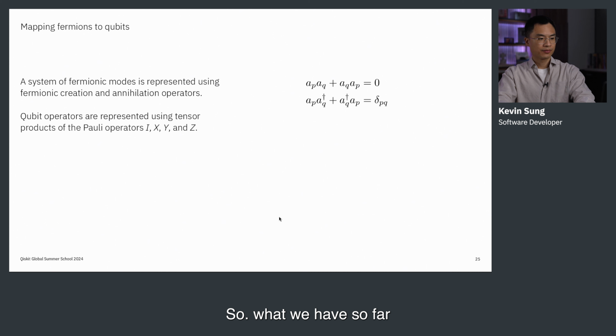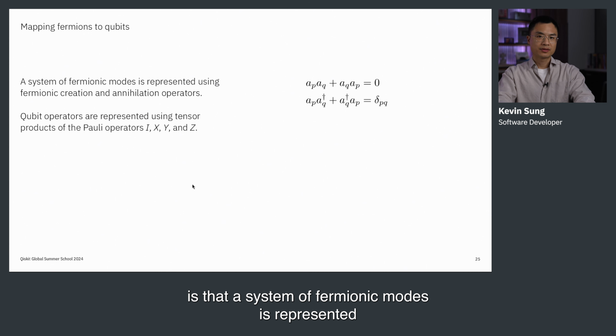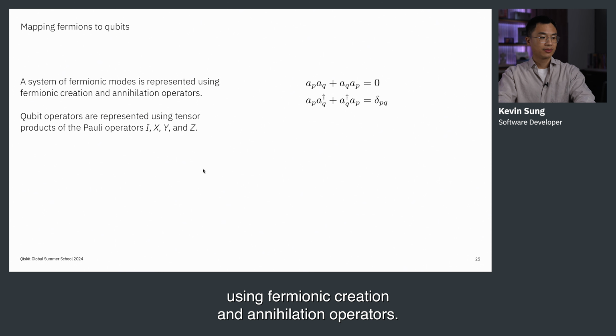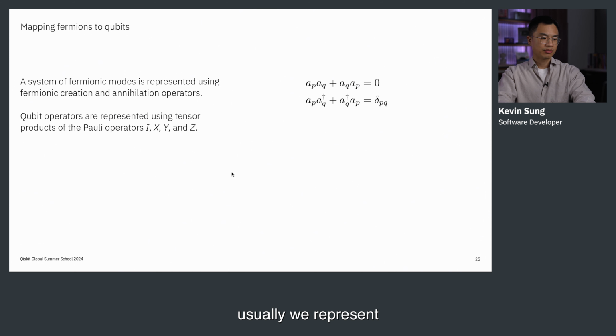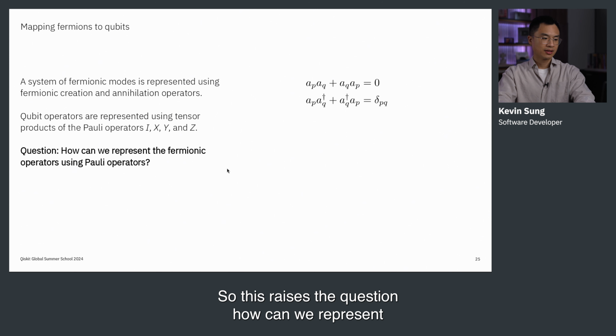So what we have so far is that a system of fermionic modes is represented using fermionic creation and annihilation operators. On the other hand, when we are dealing with qubits, usually we represent our operators using tensor products of the Pauli operators I, X, Y, and Z. So this raises a question: how can we represent the fermionic operators using Pauli operators?